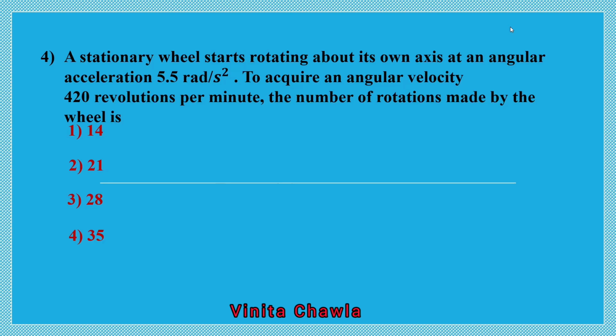See, angular acceleration is given, alpha is given. It's 5.5 radian per second square. Angular velocity is 420 revolutions per minute. So we need to find per second first. And how do we write omega in terms of number of rotations? Omega is again 2 pi n, but here n is number of rotations per second.